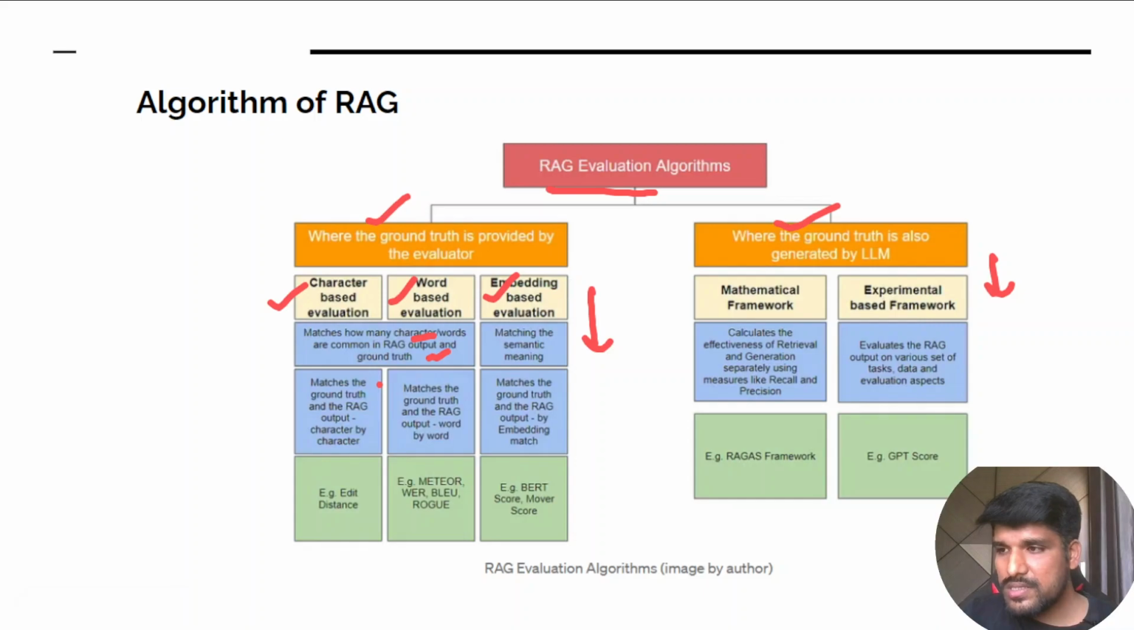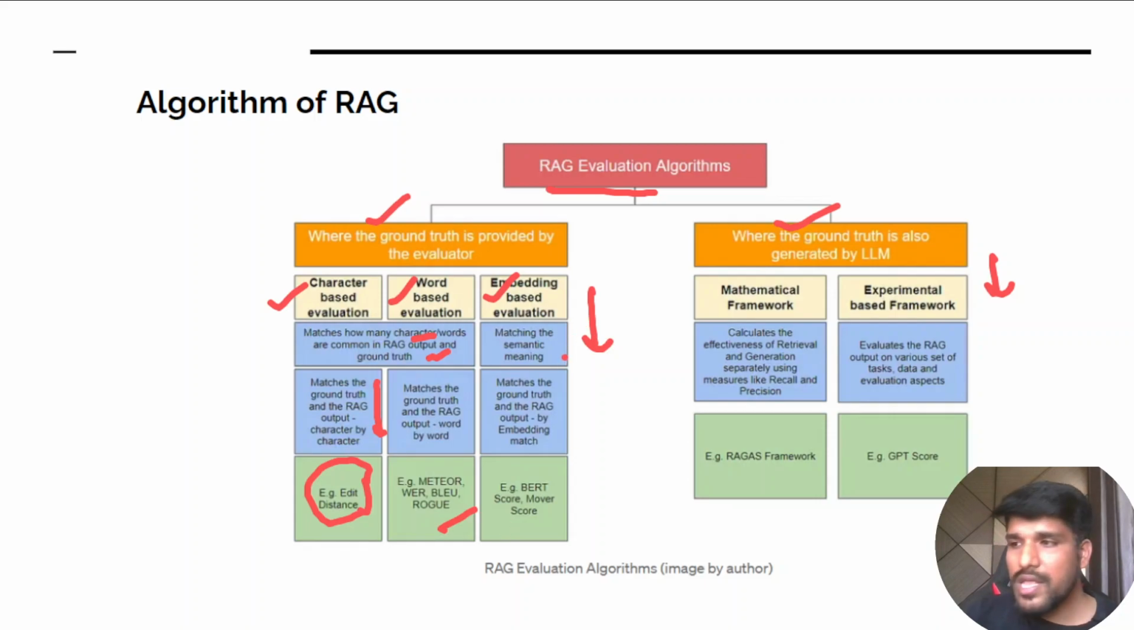Let's first complete this. In character based evaluation, as I mentioned, it does the comparison character by character, and there is an algorithm available called edit distance. Using edit distance, you can do the character based evaluation. Next is word based evaluation. In word based evaluation, it does a word by word comparison of the generated text and the output given by the evaluator. The metrics available for this are METEOR, word error rate, BLEU and ROUGE.